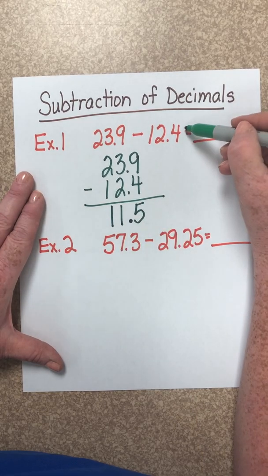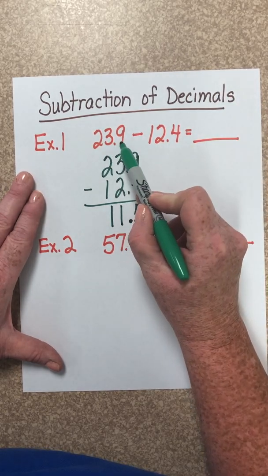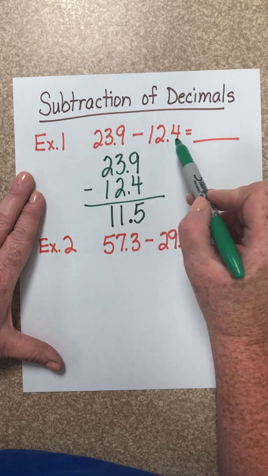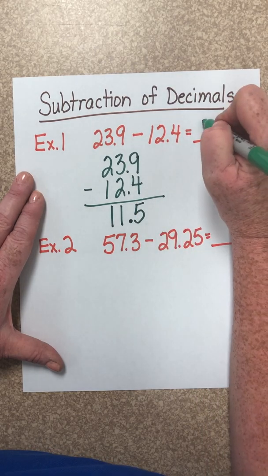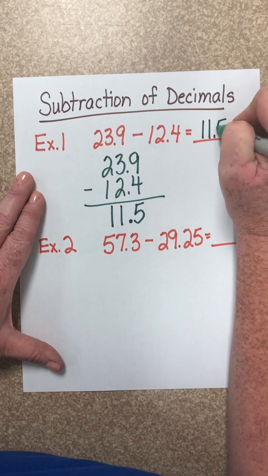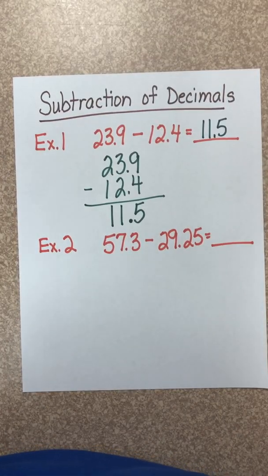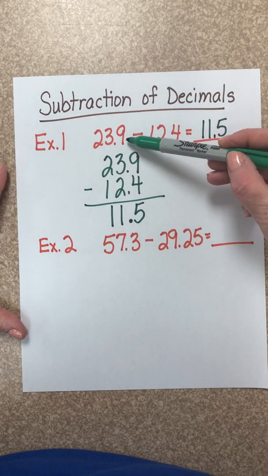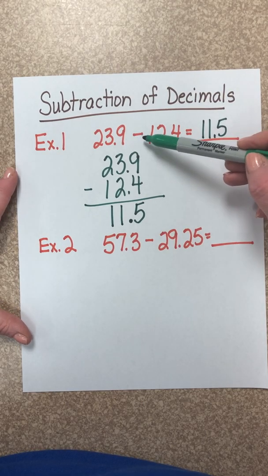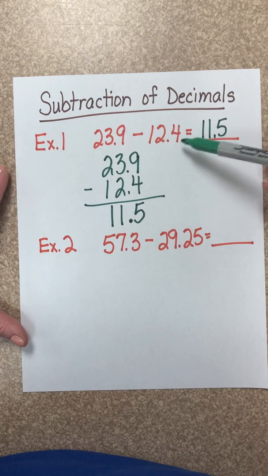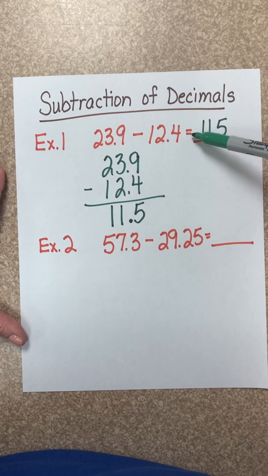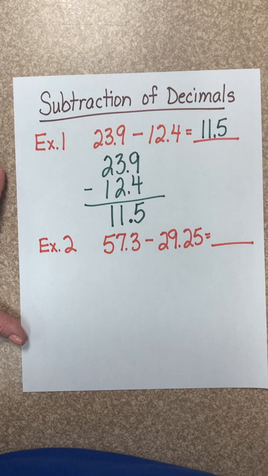So let's go up to the problem. 23.9 minus 12.4 is 11.5. Now let's go back and say this problem correctly. 23 9/10 minus 12 4/10 is 11 5/10.